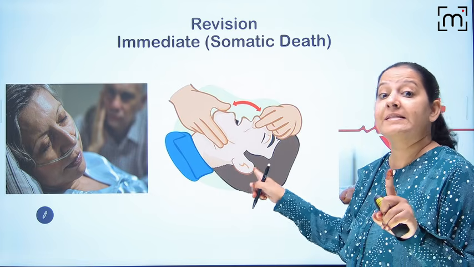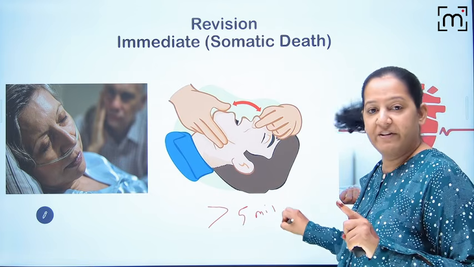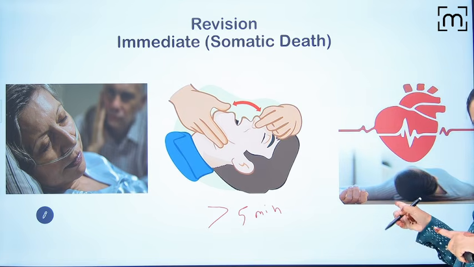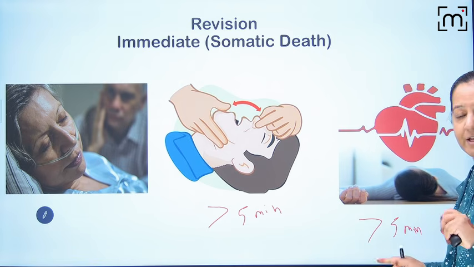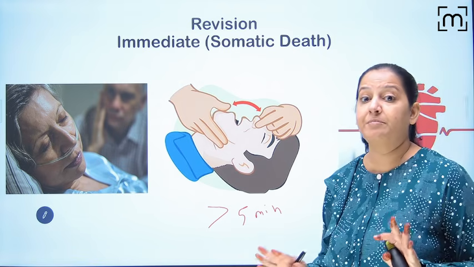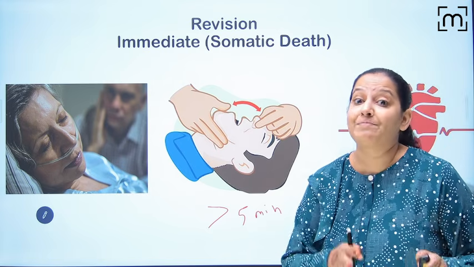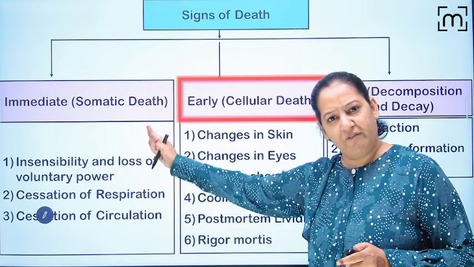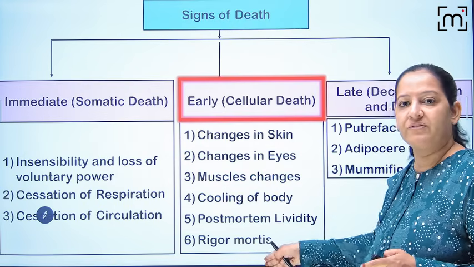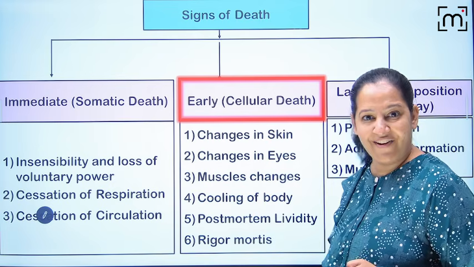Number 2, cessation of respiration for more than 5 minutes is evidence of death. Again, cessation of circulation for more than 5 minutes is evidence of death. So cessation of respiration and circulation for more than 5 minutes is evidence of death, but they should be complete and continuous, so it is differentiated from suspended animation. What is suspended animation? Yesterday I taught you. So we have seen a quick review of these three. Now a quick review of these and then we will come to today's topic. So early changes. Yesterday I taught you the 6 early changes.